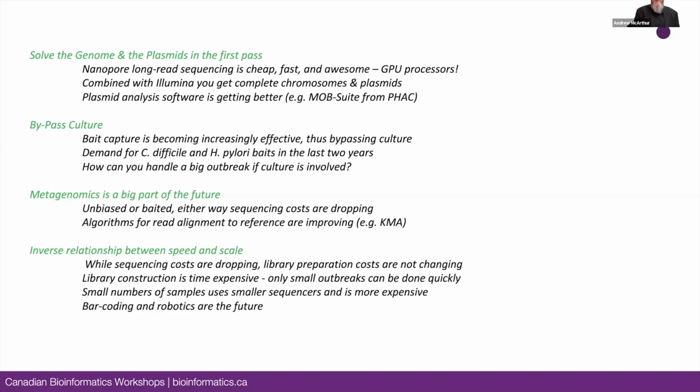I will say that metagenomics is a big part of our collective future, whether it be environmental metagenomics or swab, unbiased or bait. What we are seeing is that sequencing costs are going down. That market's in our favor. Though I would say, Illumina library construction costs have not dropped significantly in a while. And the algorithms for read alignment are improving. And lastly, I did a lot of pandemic surveillance work and it really struck home to me that there's an inverse relationship between speed and scale. So while sequencing prices are dropping, library prep costs are not.